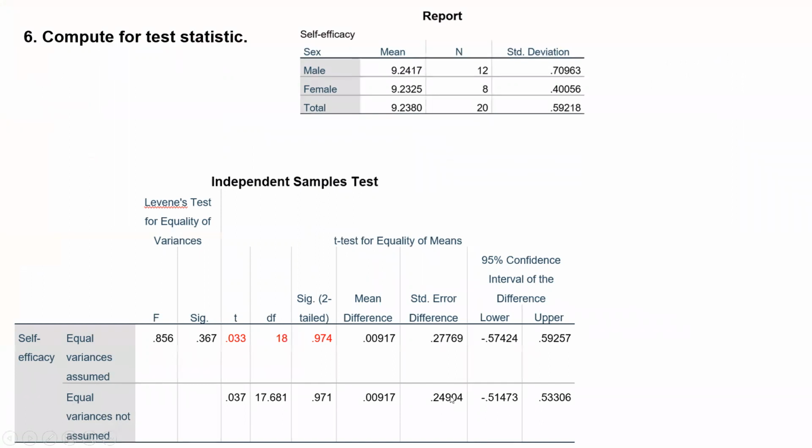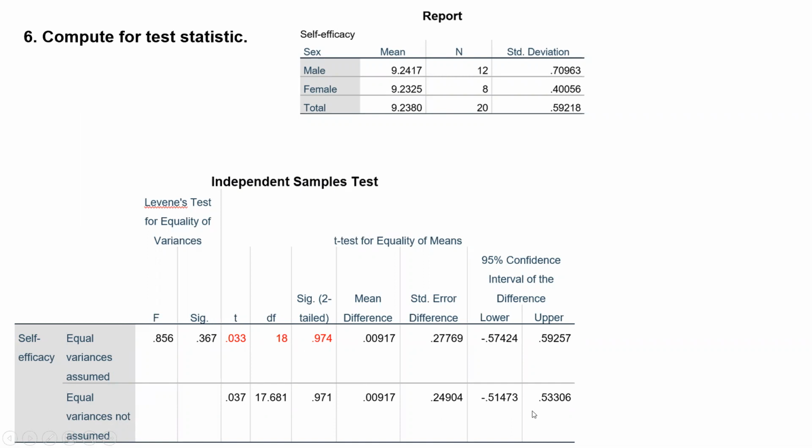Now, take note, we will only report three numbers here for our class. The first number that we will report is the t, the df or the degrees of freedom, and the sig two-tailed only. That's why I highlighted them in red. And the rest of the numbers need not be reported. Now, you might be asking, sir, what will we report? Shall we report the equal variances assumed, or shall we report the equal variances not assumed?